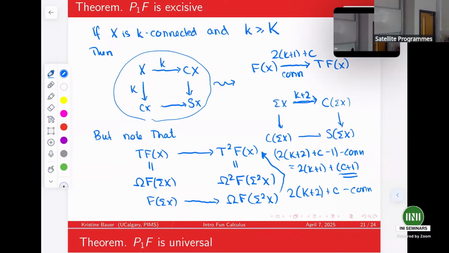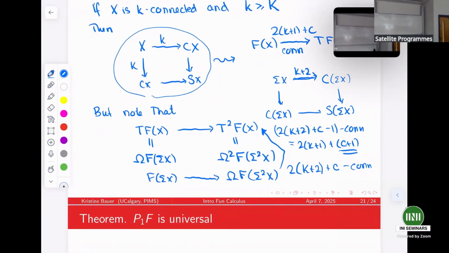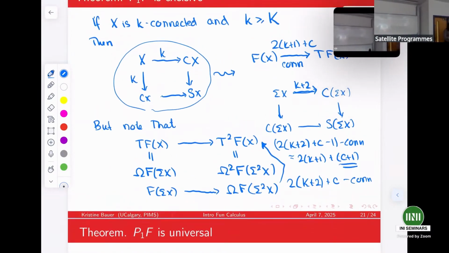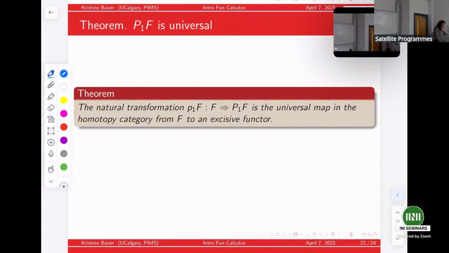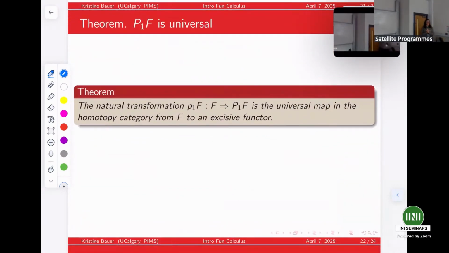But what I want to be doing, maybe I want to write a summary of this somewhere. I can't because I didn't leave myself quite enough space for that. But in fact, it should be an approximation as well, in the sense that it shouldn't just be any approximation. It should somehow be the best approximation. So to talk about that, what I want to know is that P1F is universal. So it's not just that I made it out of F and it turns out to be excisive. I also want to know that it's somehow closest.